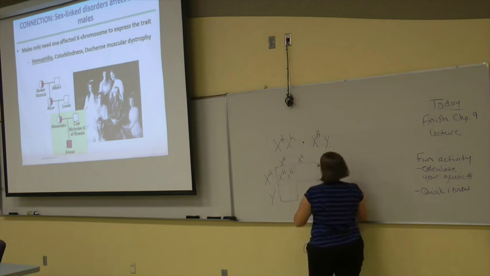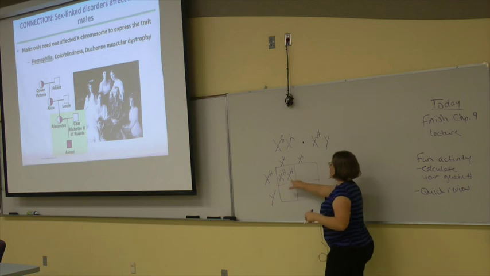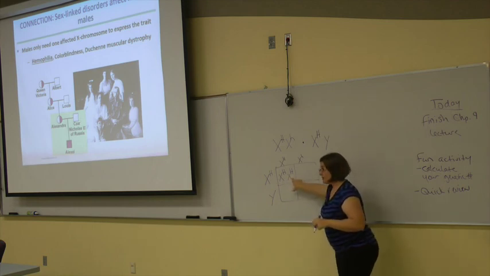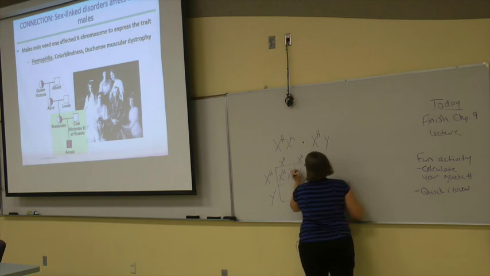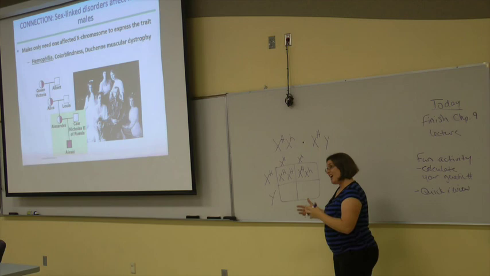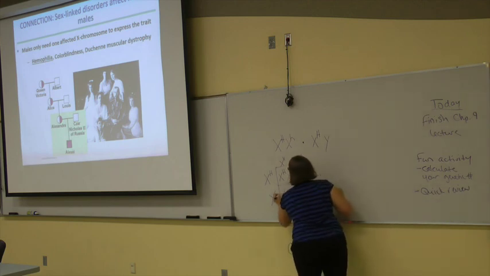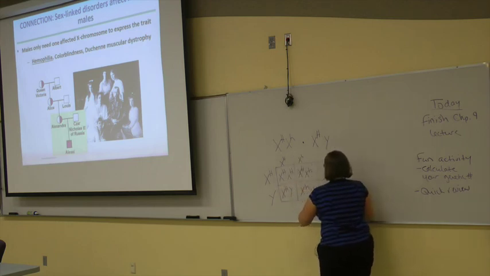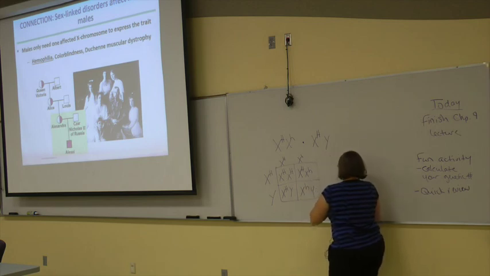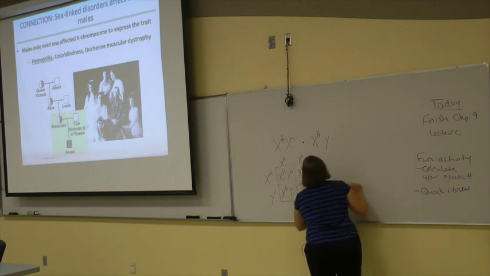So when they had kids, they had a 25% chance of having a normal, non-carrier daughter, and they had lots of daughters, 4 of them. They had a 25% chance of having a normal but carrier daughter. They had a 25% chance of having a normal son, and they had a 25% chance of having a son with hemophilia. And this is Alexei right here.